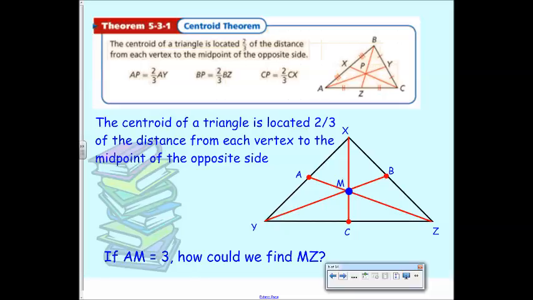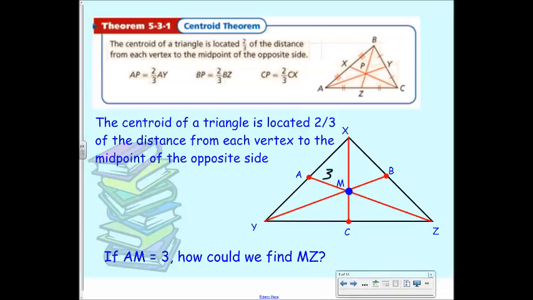So if AM, in this picture right here, if AM is 3, what would MZ be? 6. Good. All right, which makes AZ what? 9. Good.